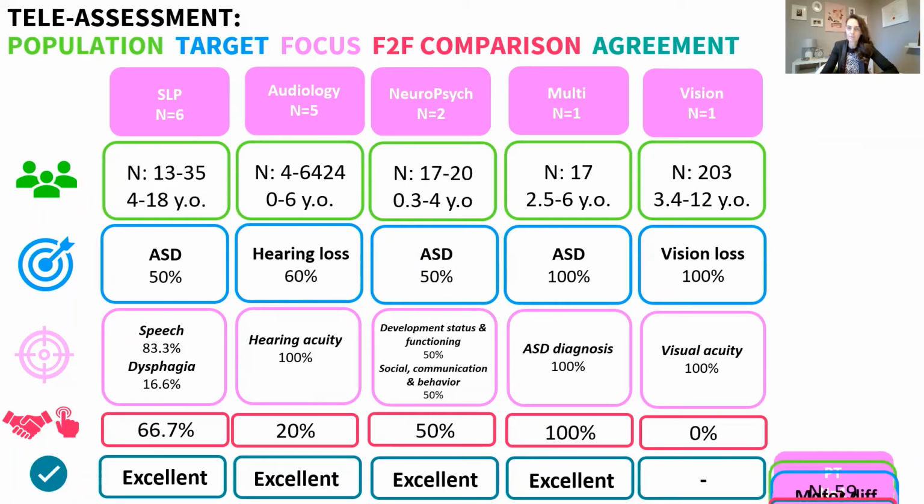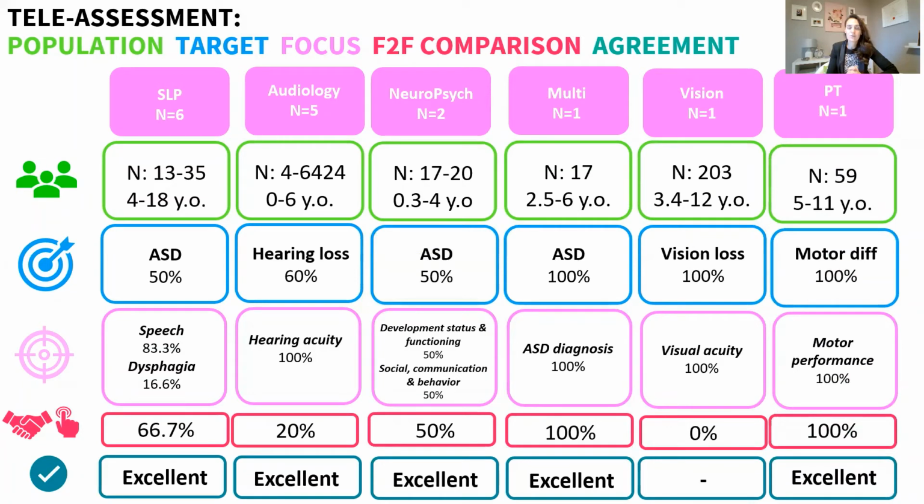And lastly, the physiotherapy study included 59 children aged 5 to 11 years old with motor difficulties, and the focus of the assessment was to assess motor performance, and this study had a comparison that was done face-to-face and has found excellent agreement between the 2 approaches of tele-assessment versus the face-to-face study.